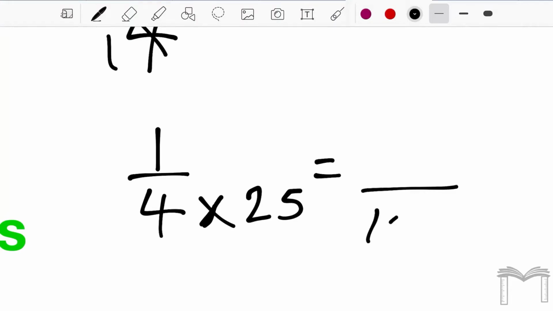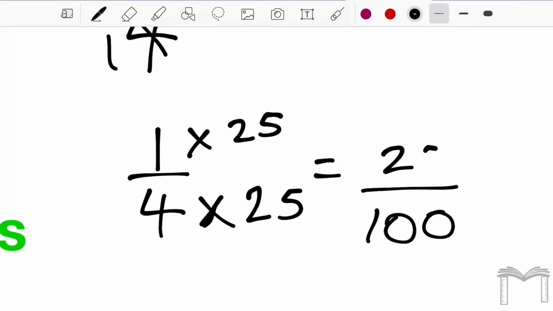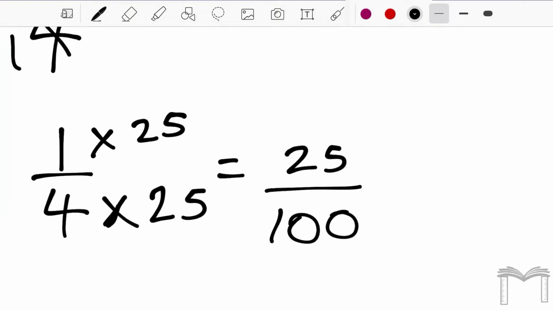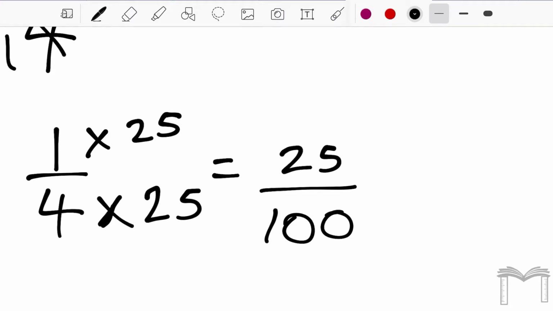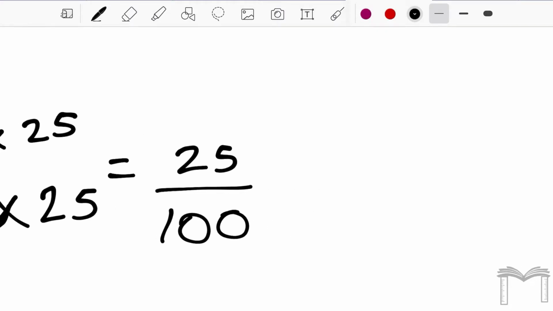We are trying to get the denominator to be 100. We must do the same with the numerator. 1 times 25 is 25. So we have now expressed the quarter as 25 over 100. Another way of saying 25 out of 100 is 25%.